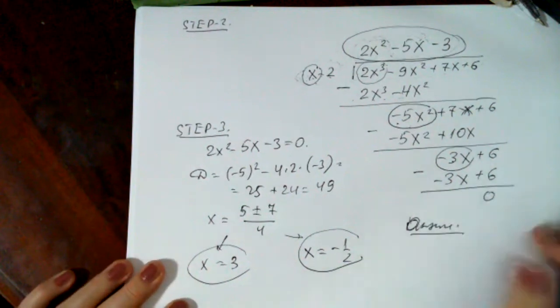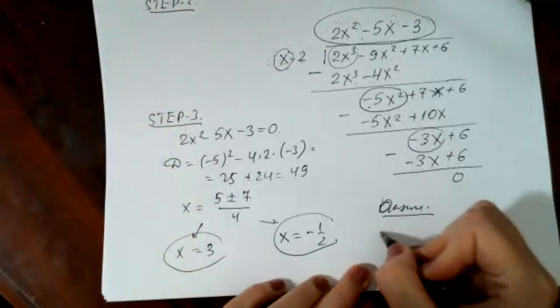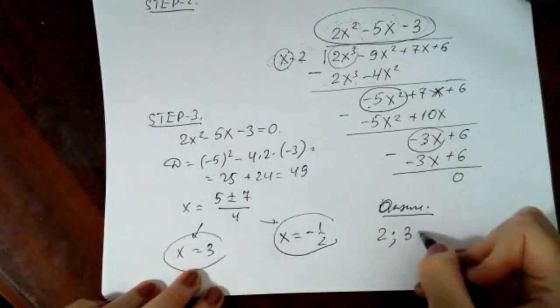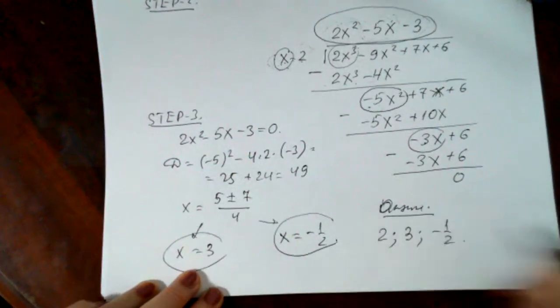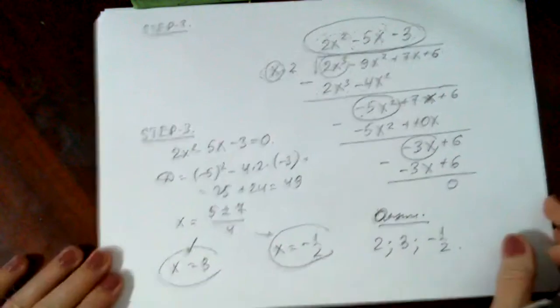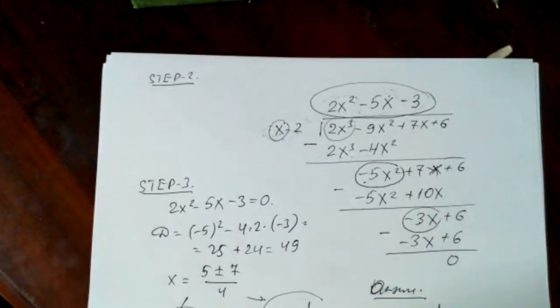So this cubic equation, as expected, has three roots. The first root was 2, which we sort of guessed. And the remaining roots are 3 and minus 1 over 2. So that's it. So that's how this general process, general procedure of solving a cubic equation looks like.